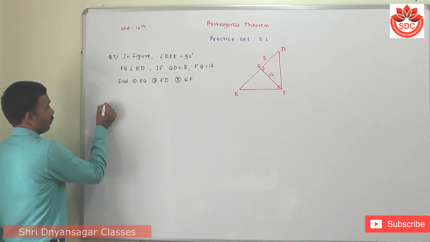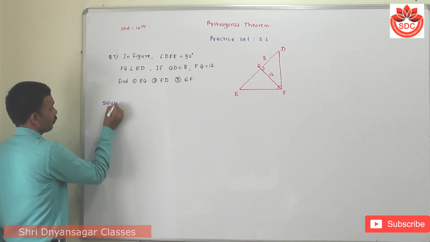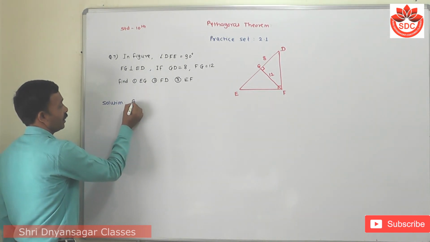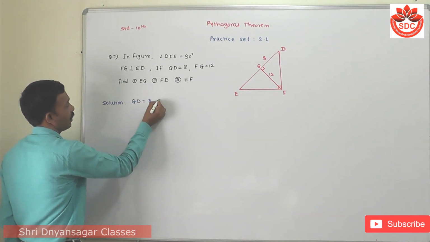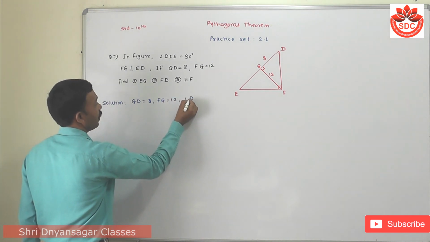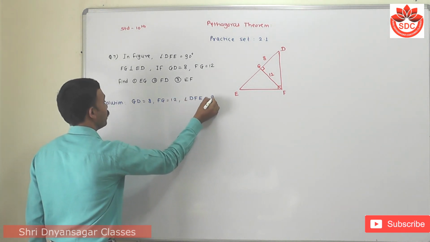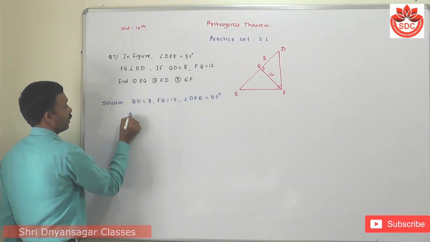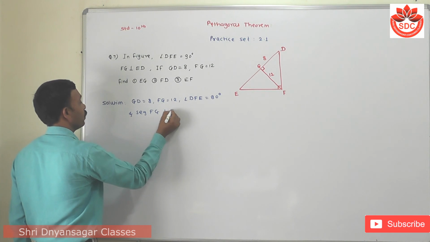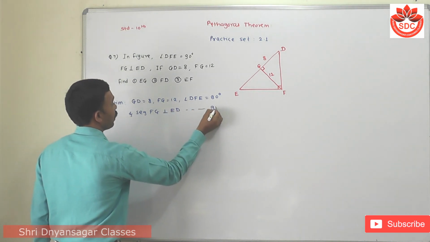Now it's solution. GD is 8, FG is equal to 12, angle DFE is equal to 90 degrees and segment FG is perpendicular to ED. These are given here.